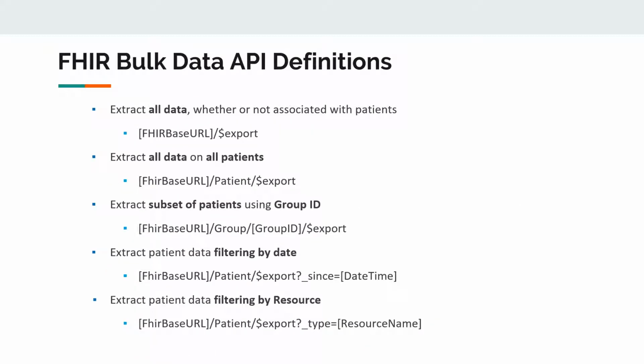These are the FHIR bulk data API definitions. We could extract all data, whether or not they're associated with patients. These are especially useful for backing up a database, migrating a database, or exporting terminologies from the database. We could also extract all data on all patients. Other than that, we could extract a subset of patients using group IDs, which are often helpful for insurance companies. We could extract patient data by date and also by resource.